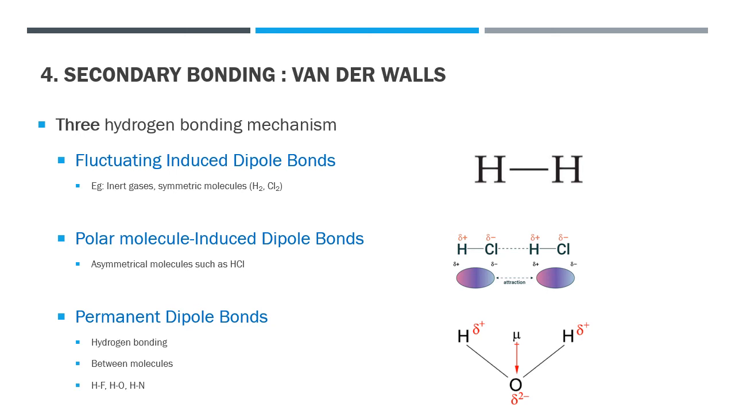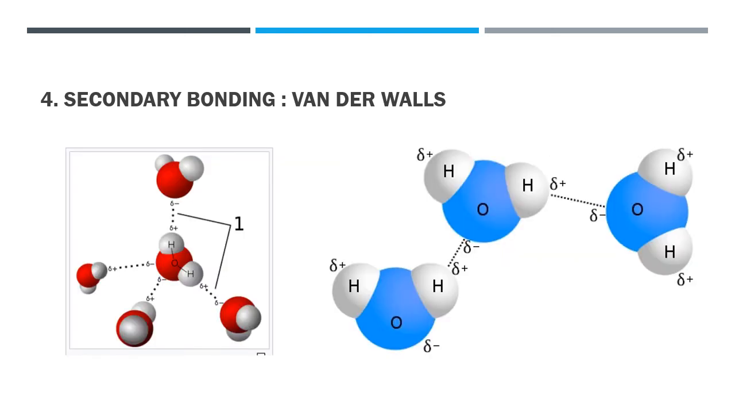And lastly, we have the permanent dipole bond. For example, we have hydrogen bonding. So the positive charge hydrogens will be attracted to the negative charge oxygen. So that is also called van der Waals or secondary bonding. So this is an example. What does the model of secondary van der Waals bonding look like?